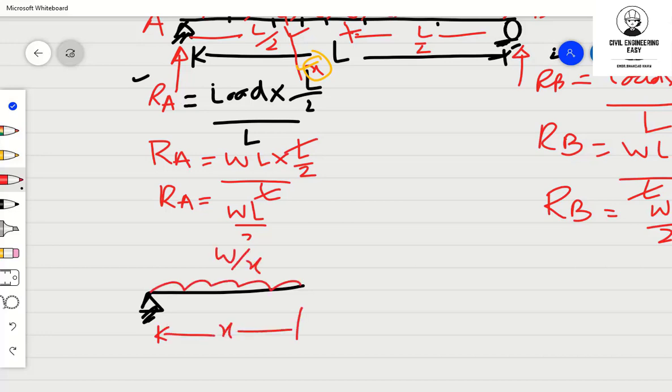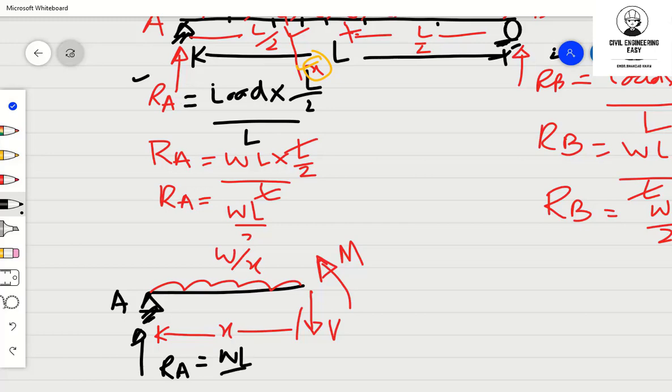Here two forces will be resisting at the section X. One is the shear force, that will be acting downward and anti-clockwise as per the sign convention. And we have already found out the reaction at support A, that is RA equal to WL divided by 2. So we need to find out this shear force and moment at the section XX that we have taken from the left face of the support.